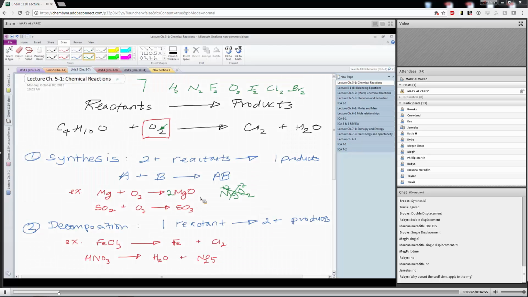It does. Good observation, Robin. When I put the 2 out in front, that tells me I have 2 oxygens, so yes, awesome, they're balanced. But it also tells me that I have 2 magnesiums, and so now my magnesiums, which were formerly balanced, are not balanced anymore. What would I have to do to balance my magnesium atoms now that I put the coefficient of 2 in front of my magnesium oxide?